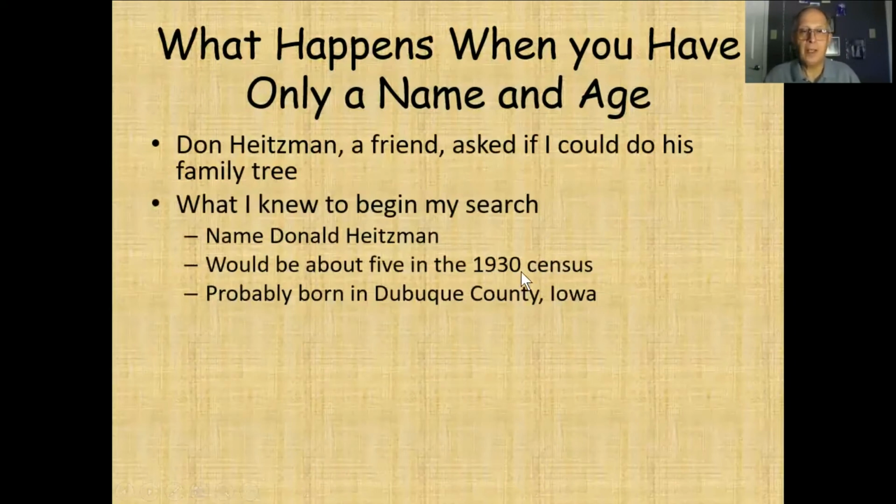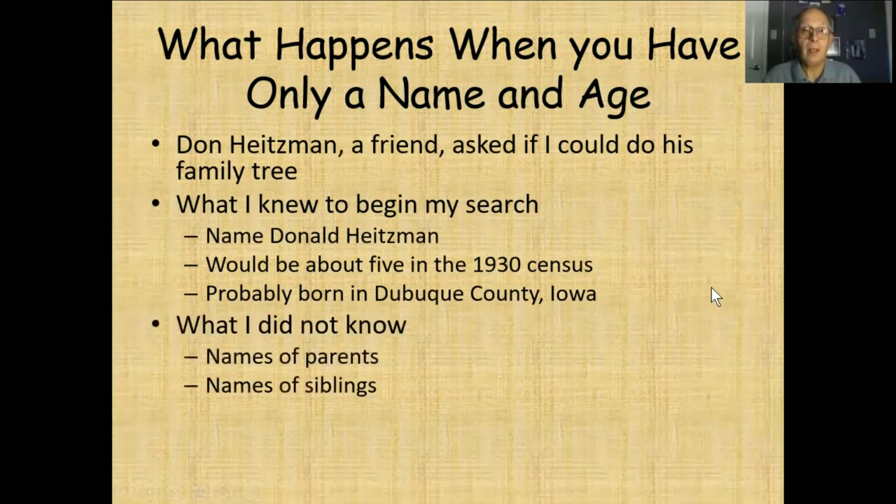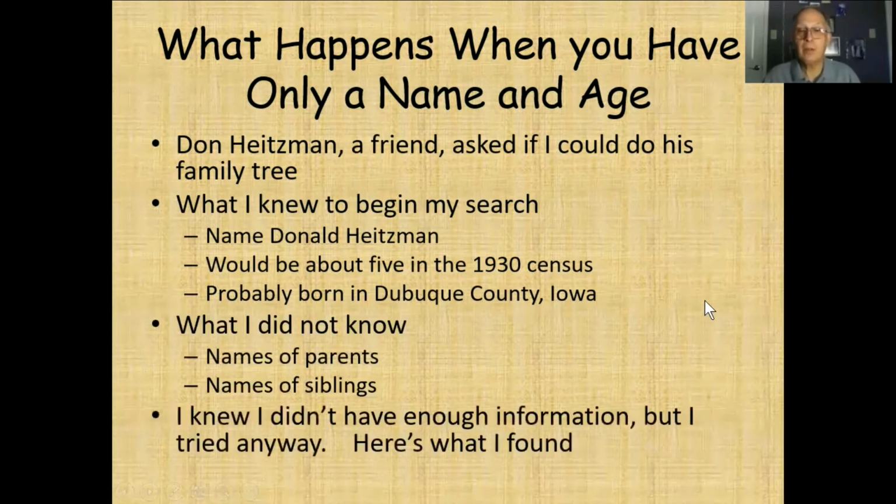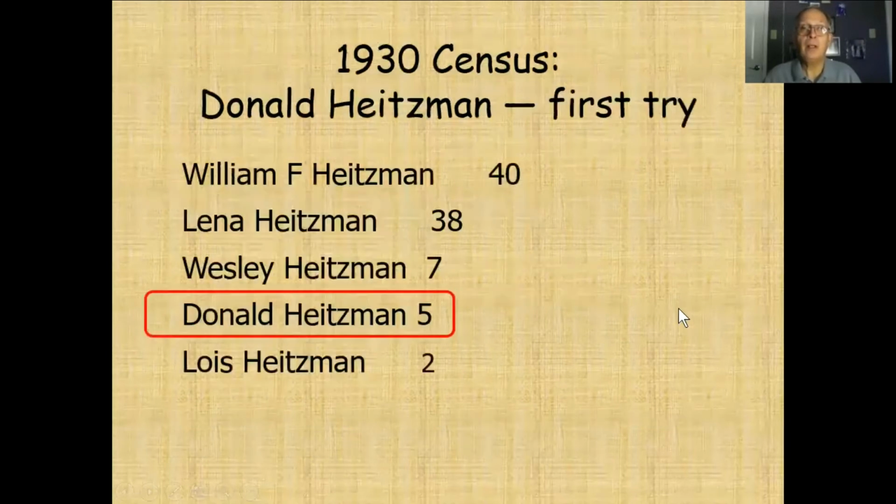But I thought I'd try myself just to see what I could find. I knew his name. He would have been about 5 in the 1930 census, and probably born in Dubuque County, Iowa. What I did not know was the name of his parents and the names of his siblings. I knew I didn't have enough information, but I tried anyway. And here's what I found on the first try. There's the father, William F. Heitzman, 40, Lena Heitzman, 38, and Donald, 5. Donald, 5, that's about right.